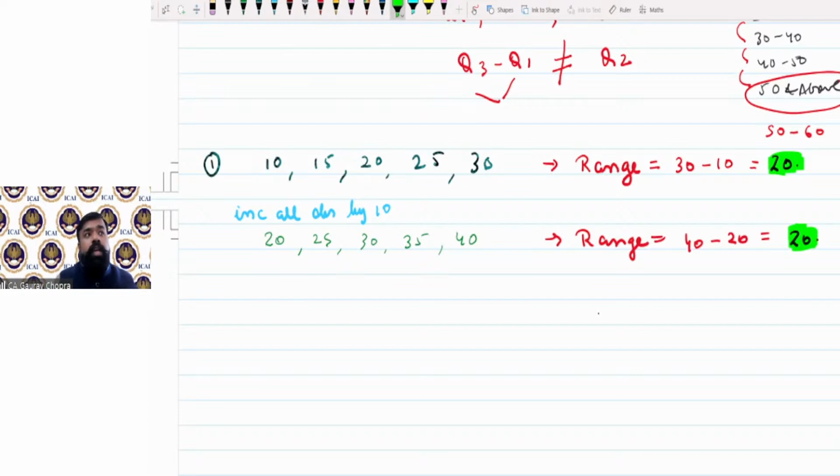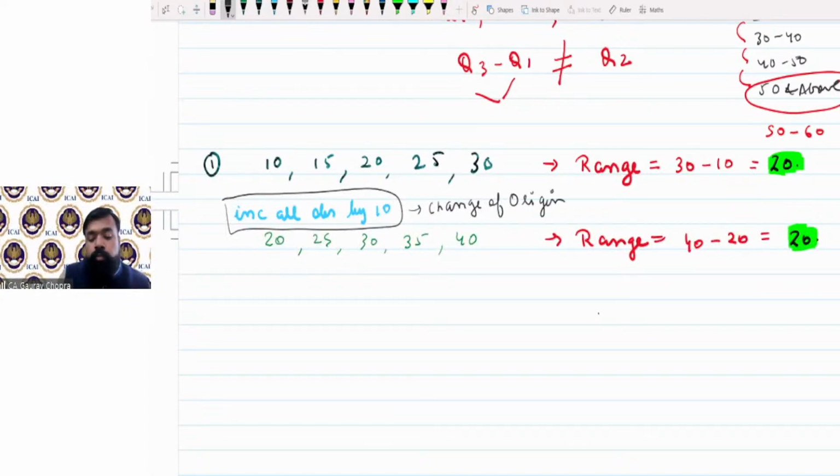So whenever we increase the series by a particular number, there will be no effect on range. This is known as change of origin. Whenever we add or subtract, it is known as change of origin. And if we multiply and divide, it is known as change of scale. So change of origin has no impact on range. Range पे उसका कोई असर नहीं होता है.